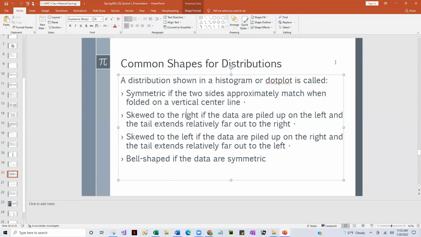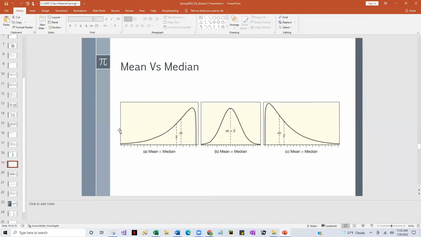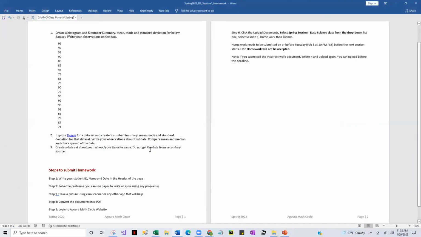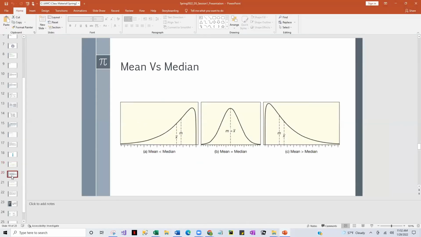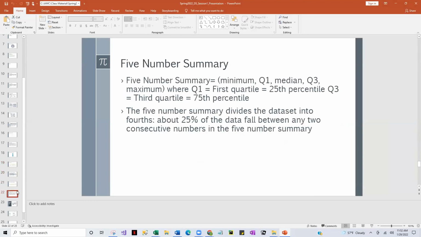So I'm going to publish it. Just read it and get familiar with these terms, like how the distribution is going to be. You're going to compare the mean and median, and tell whether it's right skewed or left skewed. Like this one, you're going to write your observation, right? Compare mean and median and check the spread of the data. Next, I think we talked about the five number summary.